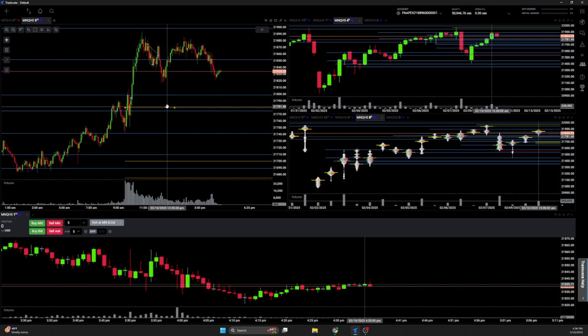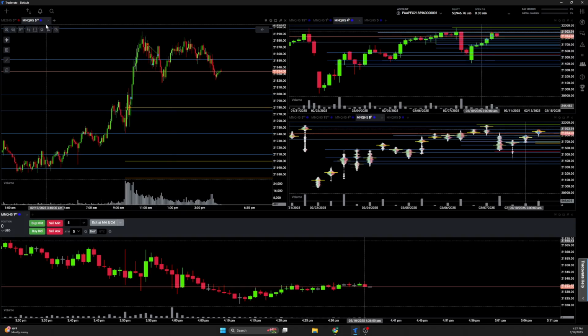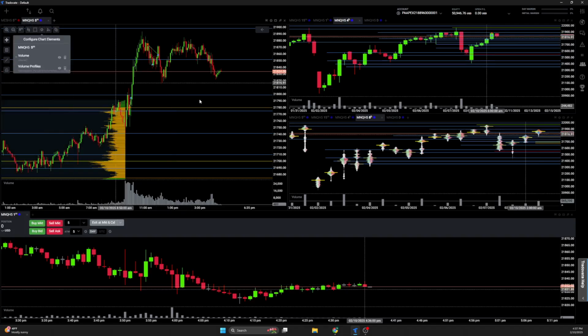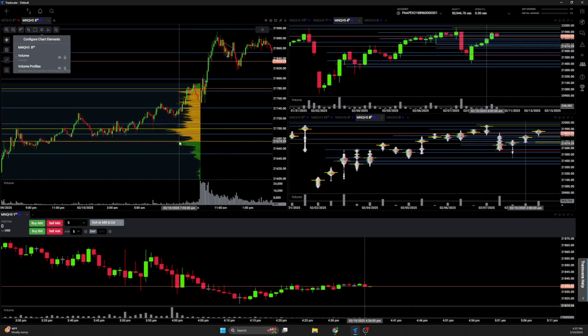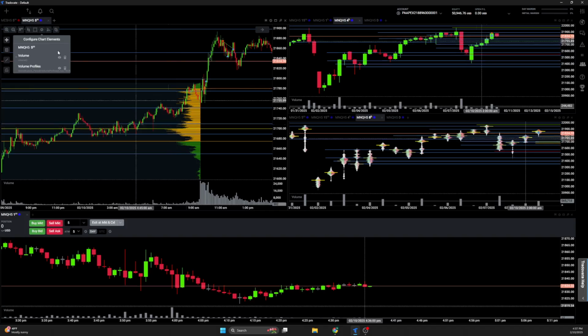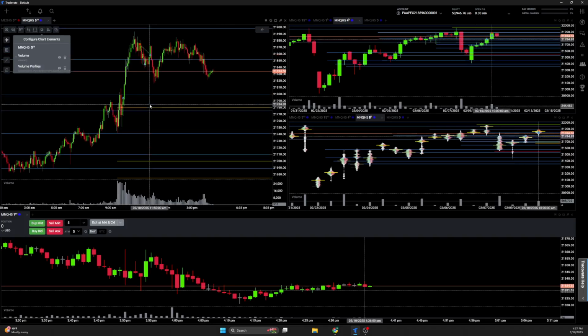And then we have these orange and yellow levels here. These are all from the after hours value area, right? So we have the value area low here, the value area high here. We have the point of control down here. I turn that off and I just leave the levels, so I have them as a reference.